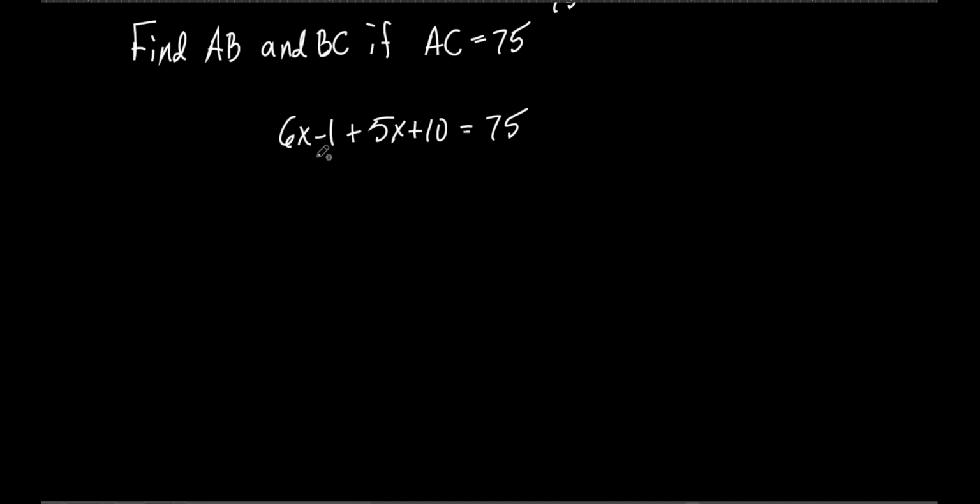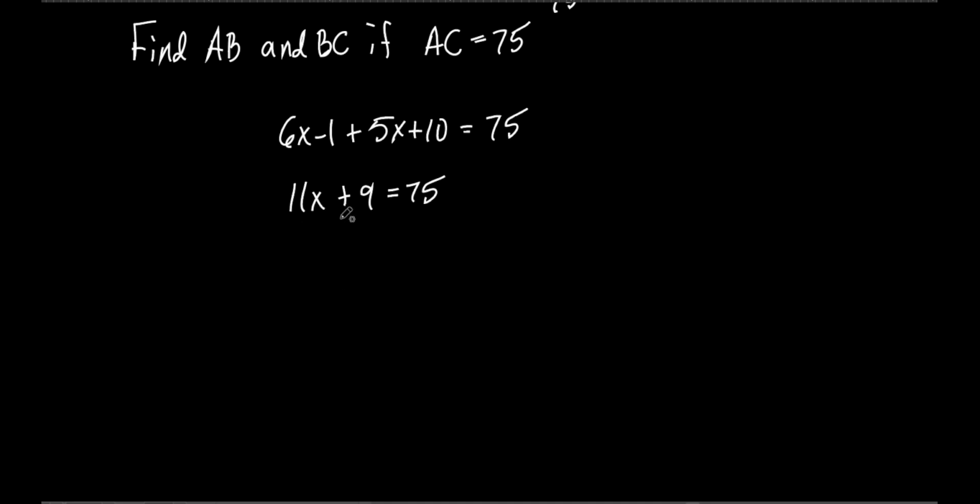So in algebra, we add like terms. Remember that? So 6x plus 5x is 11x. Okay, and then we got negative 1 plus 10. What's that? Plus 9. That equals 75. See how your algebra helps you out with this stuff? Let's get x by itself.